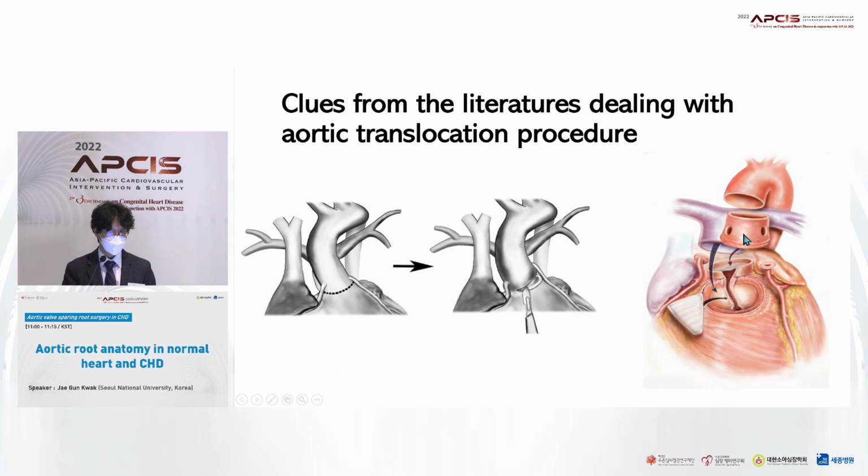I searched some papers about the aortic translocation or pulmonary root translocation procedures, but all the authors mentioned they harvest the aortic root or pulmonary root from the morphologically normal ventricle, just like when they harvest the pulmonary root during the Ross procedure. There was no mention about the morphological differences between the aortic root from the right ventricle and the aortic root from the normal ventricle, meaning the left ventricle.